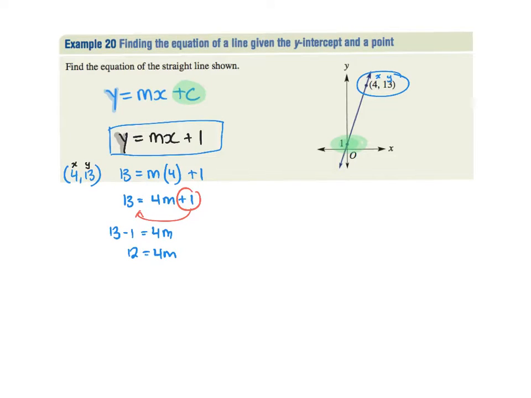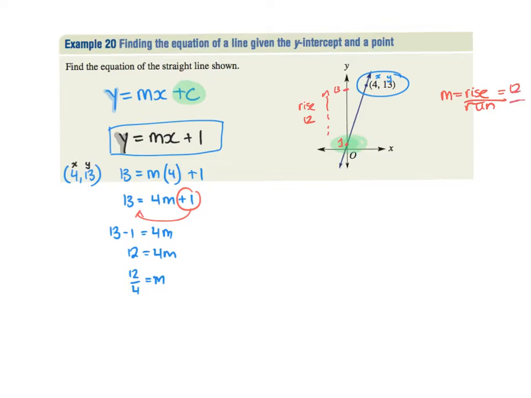And 12 divided by 4 equals m. So, alright, we're going to work out the m. We're going to go rise over run. Okay, so we're at 1 and we go up to 13. So what have we gone up by? 12. Good, that makes more sense.